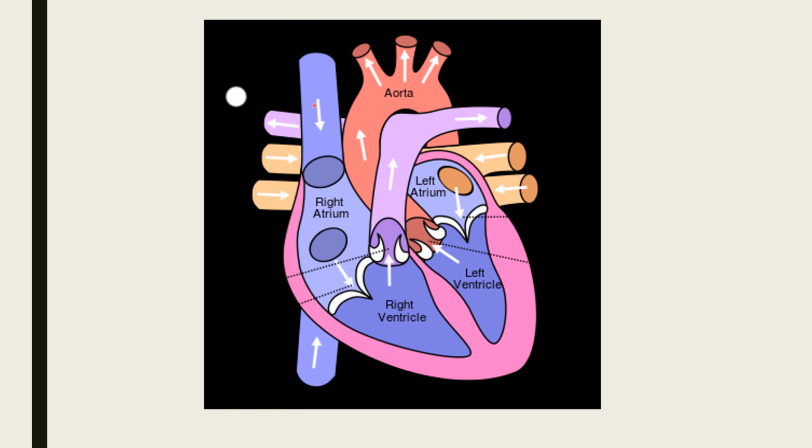Deoxygenated blood enters the right atrium through the vena cava, and then the deoxygenated blood is transported to the right ventricle. The muscles of the right ventricle contract and pump the blood to the lungs through the pulmonary artery. Once oxygen has entered the red blood cells, it begins its journey inside the body.